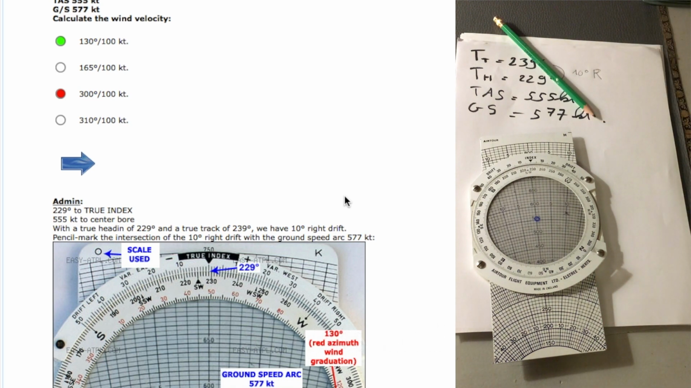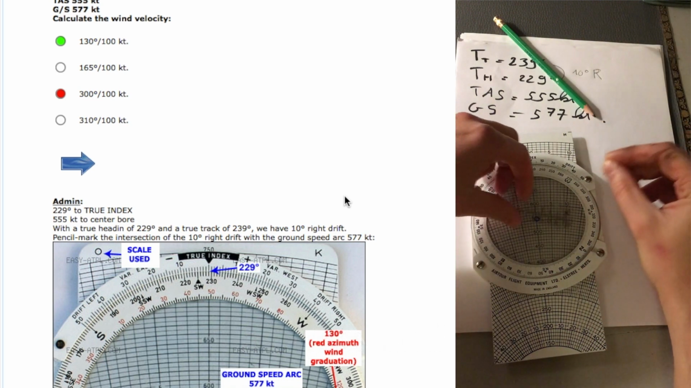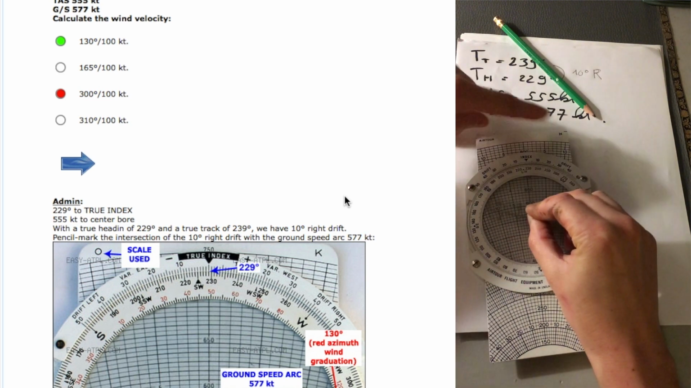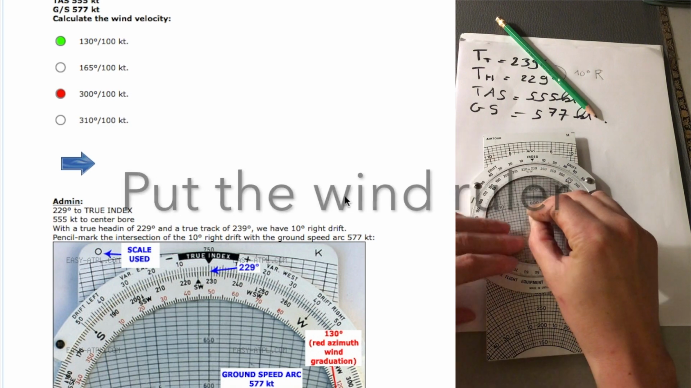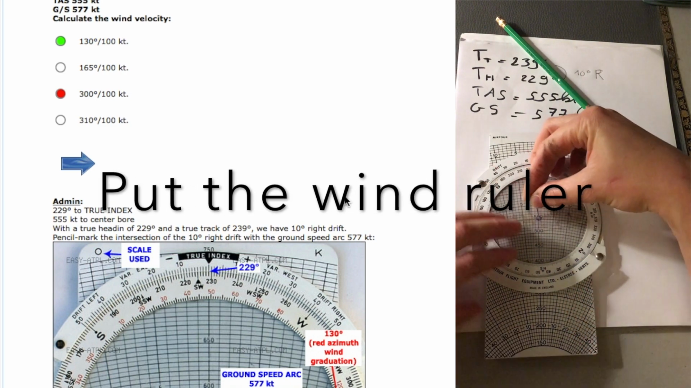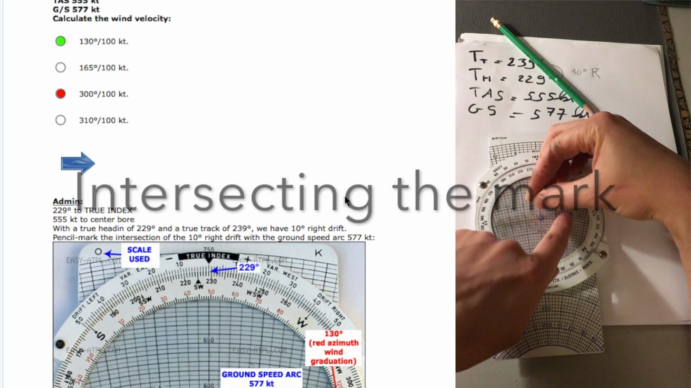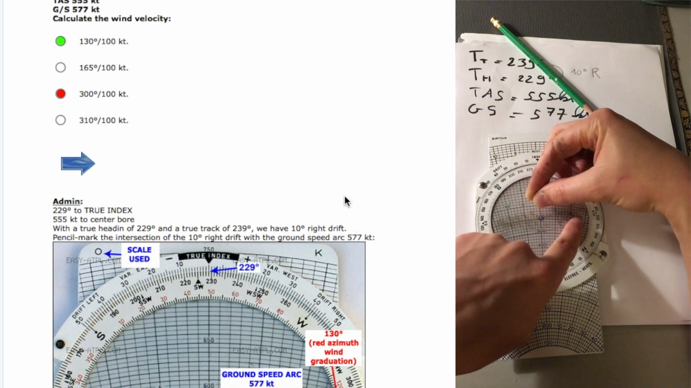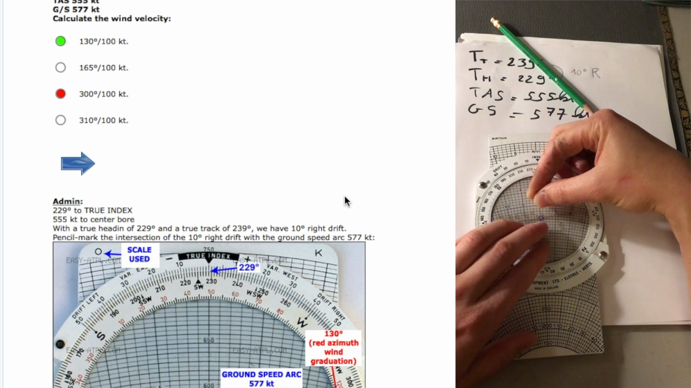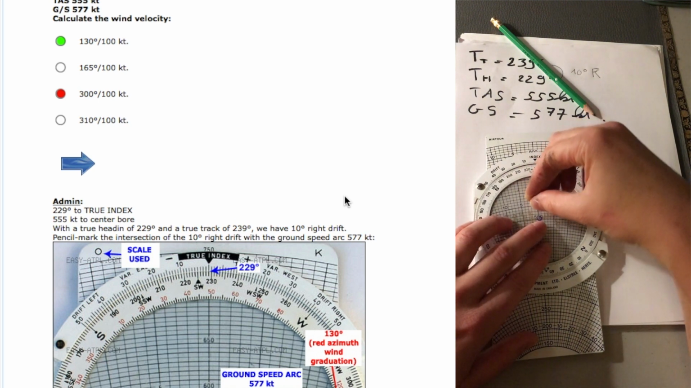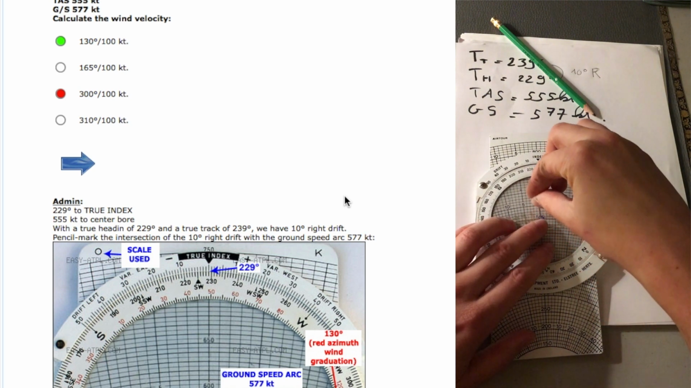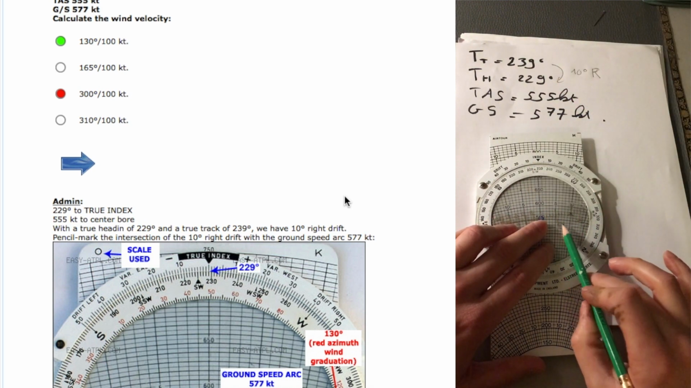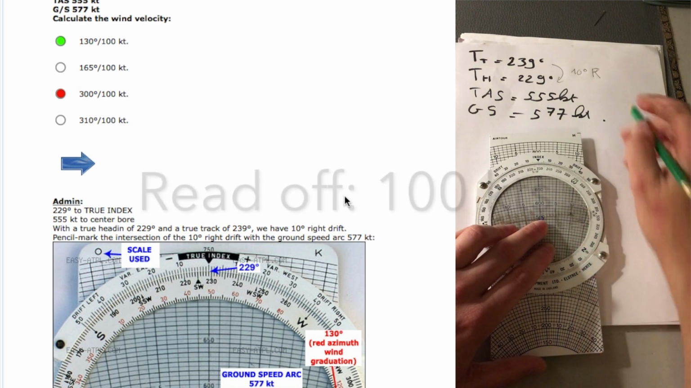Now what's left to do is use this, and here I'm on the high scale. I need to center line to intersect this with the mark. So there you are, that's it. And here I can read 100 knots.